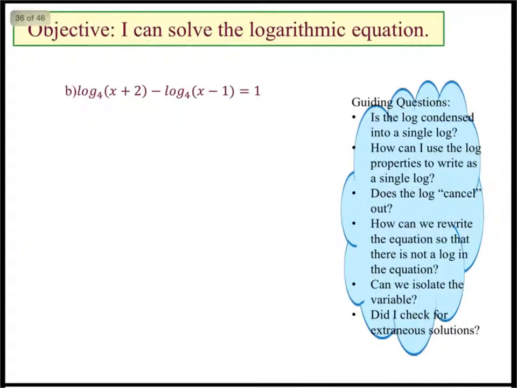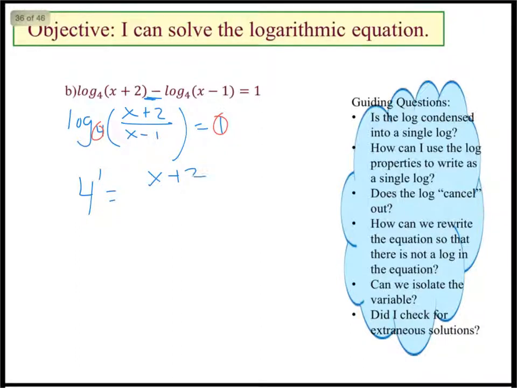Looking at another example, it's the same kind of thing here. We're going to condense the log. I have subtraction this time, so just use your quotient property. So x plus 2 in the numerator, because that log is positive, and then we take our negative log down to the denominator. Rewriting that with our base of 4 and our exponent of 1, so 4 to the first power is going to be equal to x plus 2 over x minus 1.